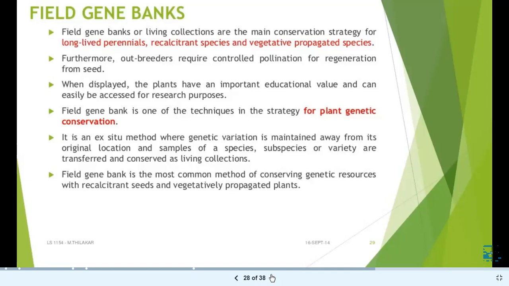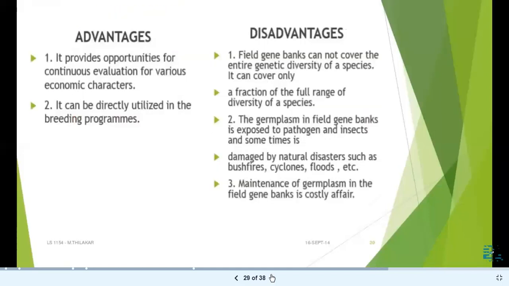in the conservation strategy for plant genetic conservation. It is an ex situ method where genetic material or genetic variation is maintained away from its original location, and samples of a species, subspecies, or even variety are transferred and conserved as living collections. Field gene banks are the most common method of conserving genetic resources with recalcitrant seeds and vegetatively propagated plants.